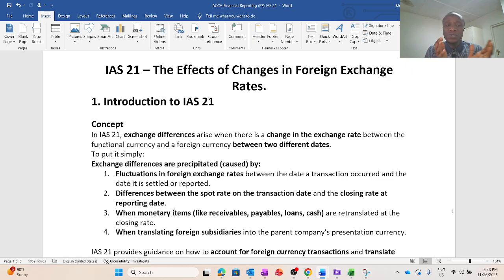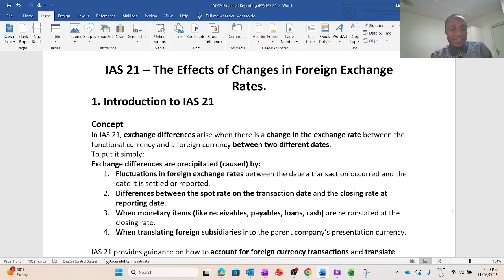Also, we are going to look at the precipitating factors, the basis, the reasons why we might have changes in foreign exchange rate. One of the reasons is the fluctuation in the foreign exchange rate between the date a transaction occurred and the date it is settled or reported. As I mentioned earlier, if there is a difference between the transaction date and the settlement date or the reporting date, then we might have an effect on the foreign exchange rate.